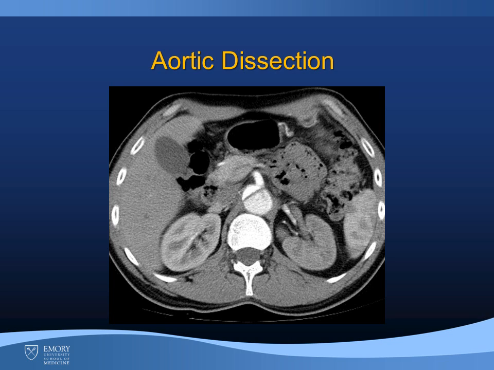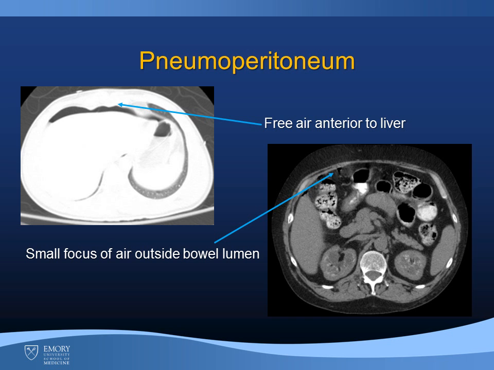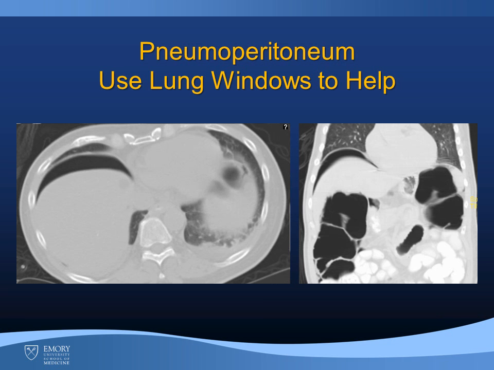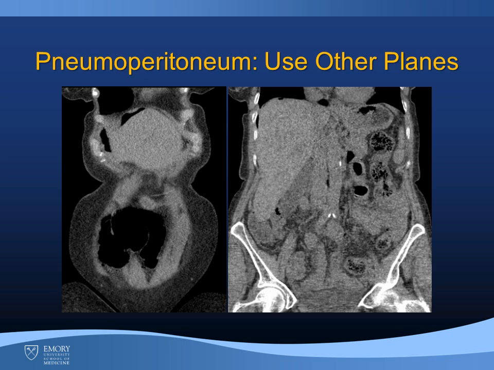Sometimes when we give contrast, we could see things like aortic dissection. Also, free air is occasionally picked up. You should be familiar with that appearance. Now, most free air turns out to be due to instrumentation, recent surgery, etc. But patients can also perforate a bowel. Finding a pneumoperitoneum is easier when you use lung windows and other imaging planes. We could see here the air under the diaphragm, and some subtle air under the diaphragm, in this case, seen on the coronal images.